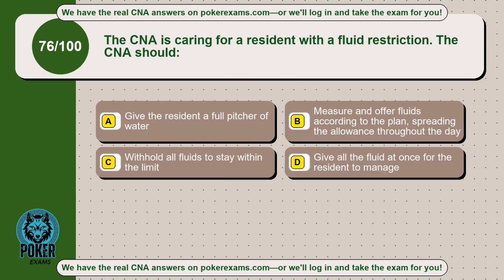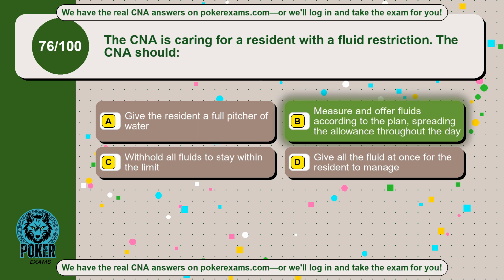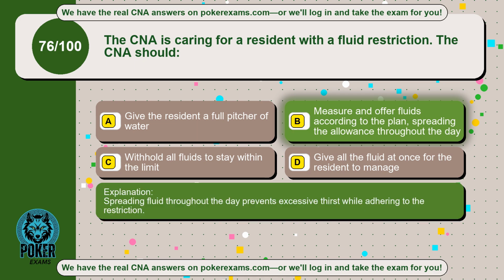Question 76. The CNA is caring for a resident with a fluid restriction. The CNA should: Option A, give the resident a full pitcher of water. Option B, measure and offer fluids according to the plan, spreading the allowance throughout the day. Option C, withhold all fluids to stay within the limit. Option D, give all the fluid at once for the resident to manage. The correct answer is option B, measure and offer fluids according to the plan, spreading the allowance throughout the day. Spreading fluid throughout the day prevents excessive thirst while adhering to the restriction.